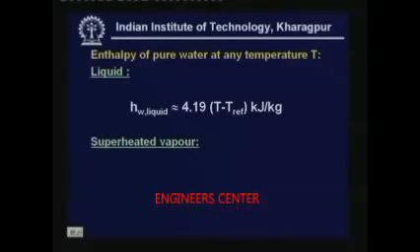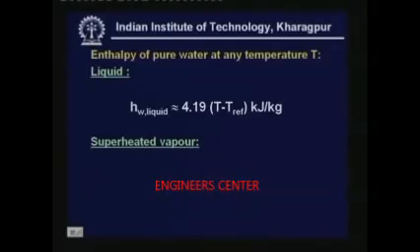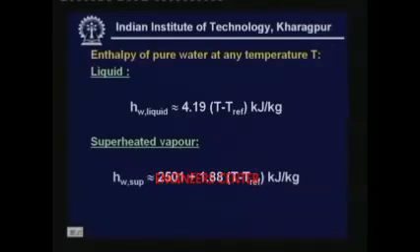Similarly, you can have an approximate equation, which is quite good for practical purposes, for superheated vapor. For superheated vapor, the enthalpy is given as 2501 plus 1.88 into T minus T reference. Again here T is the temperature at which you are trying to find the specific enthalpy of water vapor, and T reference is the reference temperature. This particular equation is valid for water vapor at low pressures, and in fact if you look at this equation you will find that this 2501 is nothing but the latent heat of vaporization for water at 0 degree centigrade, and 1.88 is an average specific heat for water vapor.